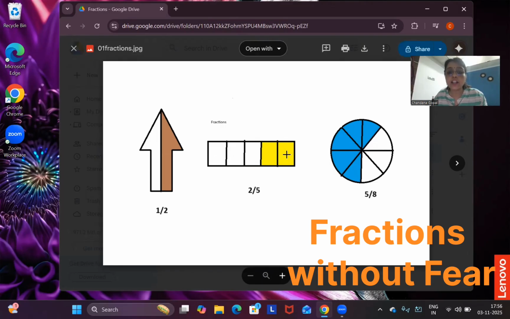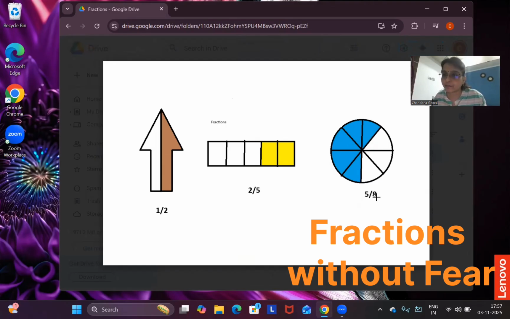If you see here, how many parts are there in this figure? 1, 2, 3, 4 and 5. Out of these 5 parts, I have shaded 2 parts. So 2 out of 5 I have shaded. If I see this, it looks like pizza, right? There are how many parts in this? There are 8 parts. Out of these 8 parts, how many I have shaded in blue? 1, 2, 3, 4 and 5. So I will write 5 out of 8 pieces are shaded. Understood?